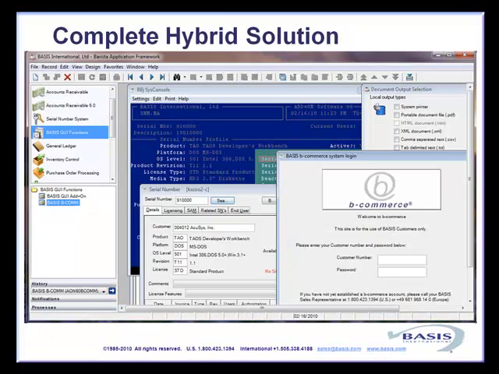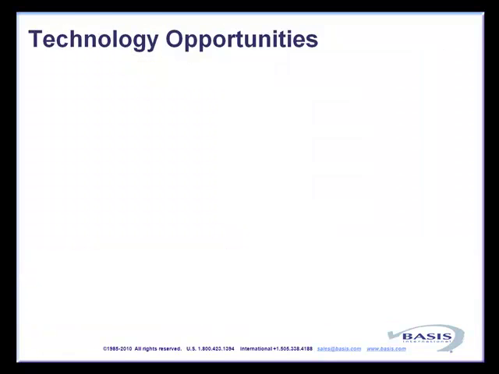And so now we have an integrated solution, everything running off the Barista menu, so it's a complete hybrid solution. Over here on the left hand side we'll see the example of basis GUI functions, and there's our GUI add-on and our basis BCommerce, all launched from the same menu structure. So what did that open up for us? Why did we make this transition? Well, the opportunities are there for us to take advantage of the new technology.